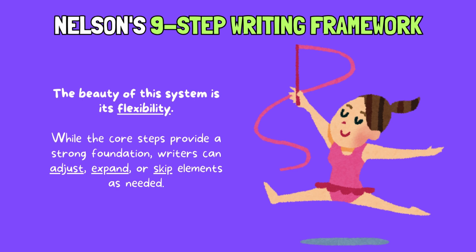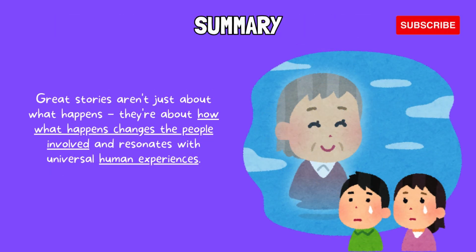While the core steps provide a strong foundation, writers can adjust, expand, or skip elements as needed. A mystery might layer multiple ticking clocks for suspense, a fantasy could weave in several symbolic props, and a contemporary drama might focus heavily on the transitional situation and opposing forces to explore deep character development. Remember, great stories aren't just about what happens, they're about how what happens changes the people involved and resonates with universal human experiences. This framework gives you the tools to transform your personal experiences into stories that will stick with readers long after they've finished reading.